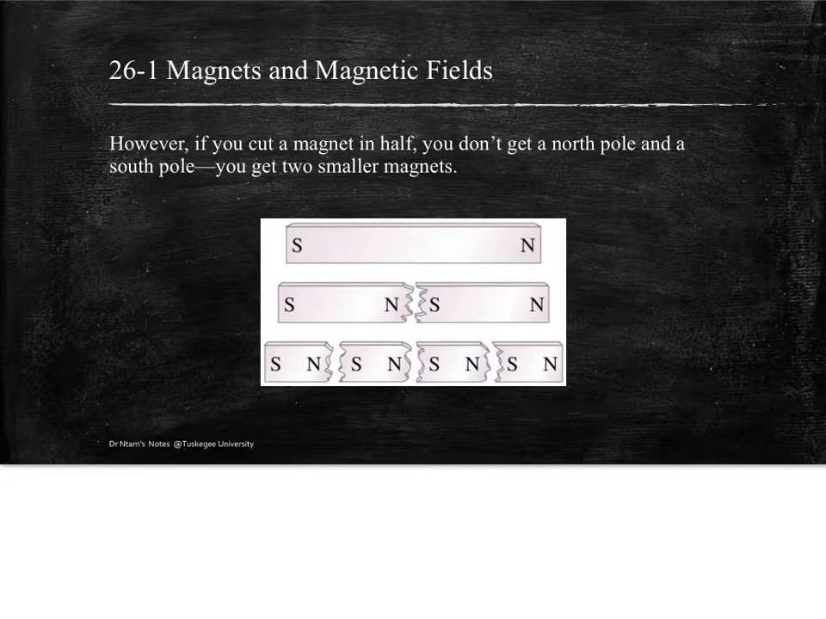Magnetic poles always exist in pairs. That means it's impossible to isolate a north pole or a south pole. Consequently, if you cut a magnet into half, as shown, what results is a new north and south pole. So cutting a magnet into half results in two smaller magnets, and no matter how many times you cut the magnet into small pieces, smaller magnets result.